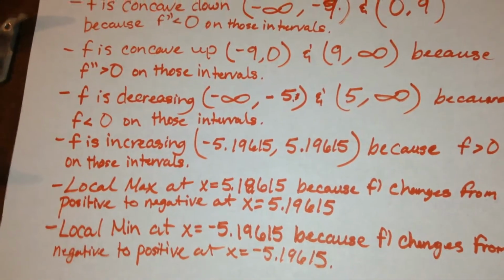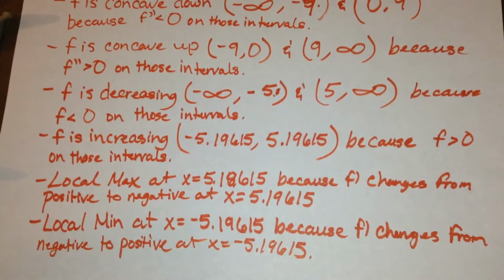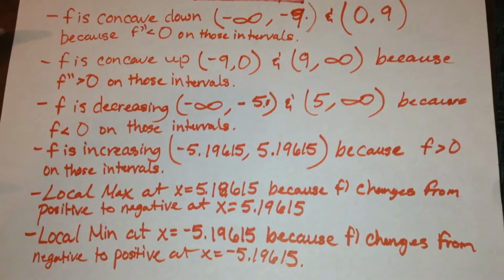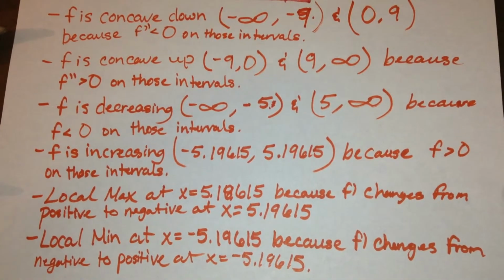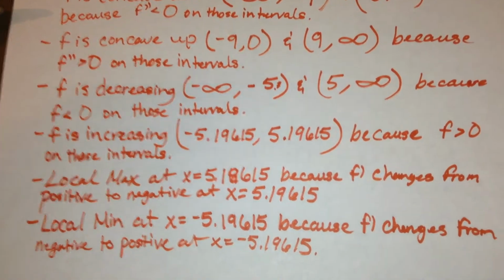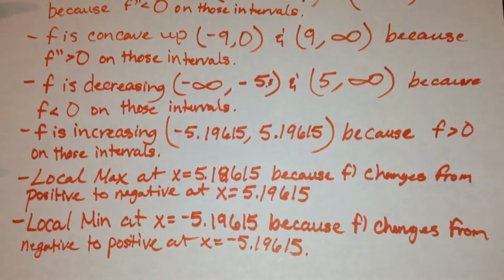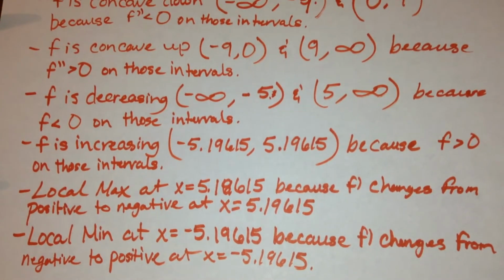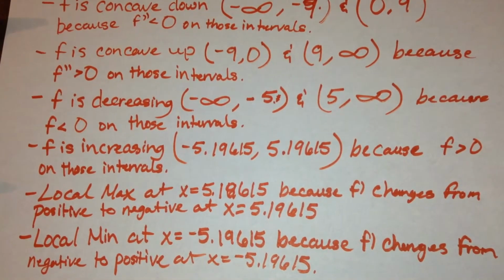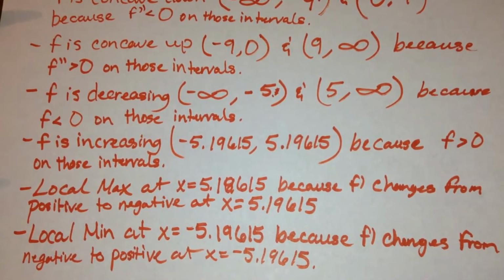F is decreasing on negative infinity to negative 5.19615 and on 5.19615 to infinity because f prime is less than 0 on those intervals. F is increasing on negative 5.19615 to 5.19615 because f prime is greater than 0 on that interval.